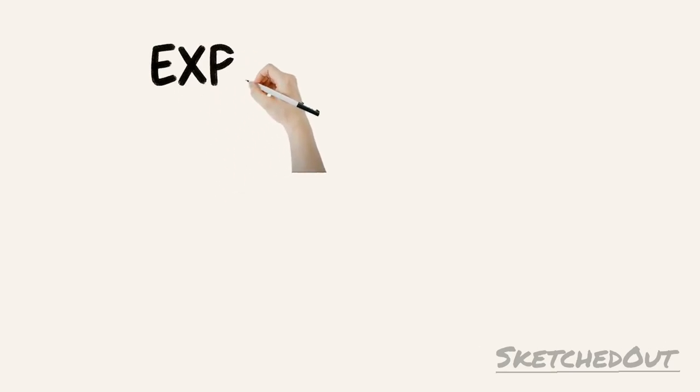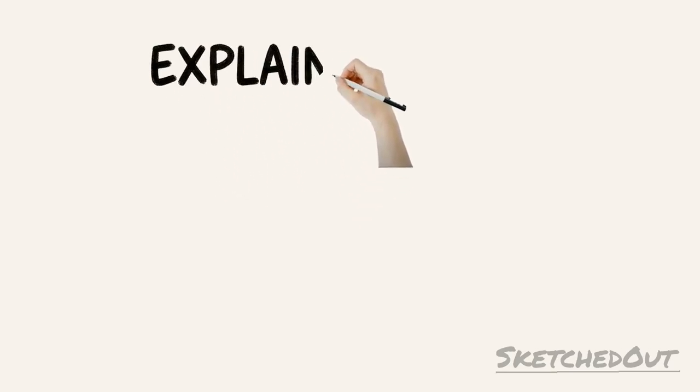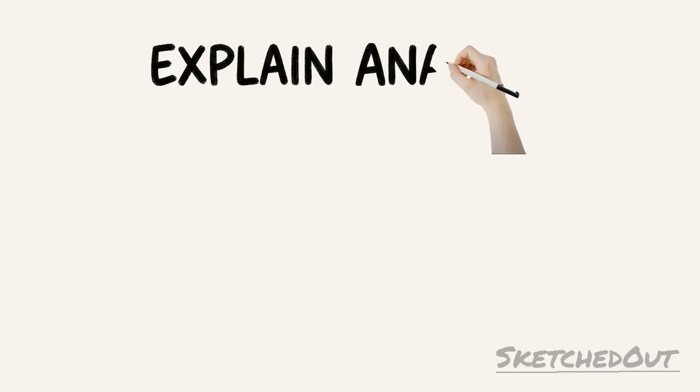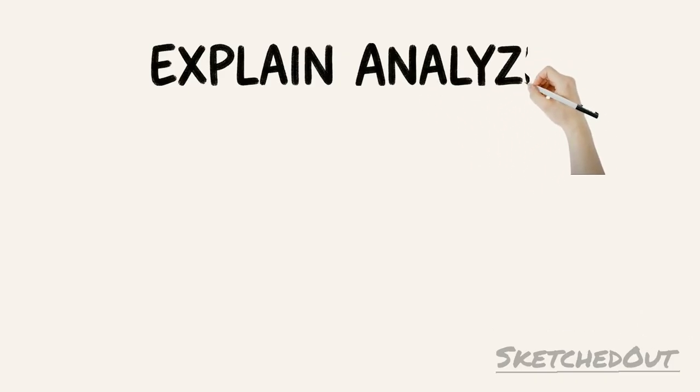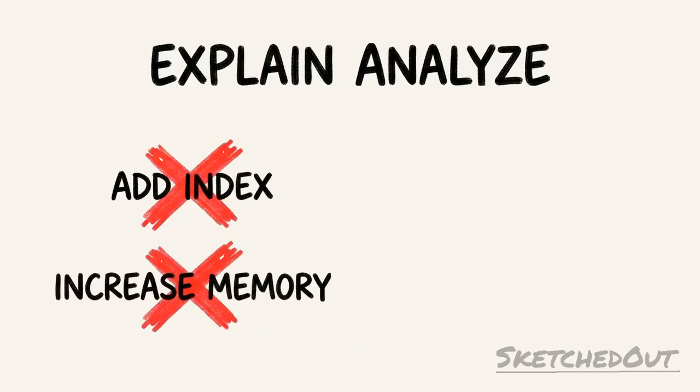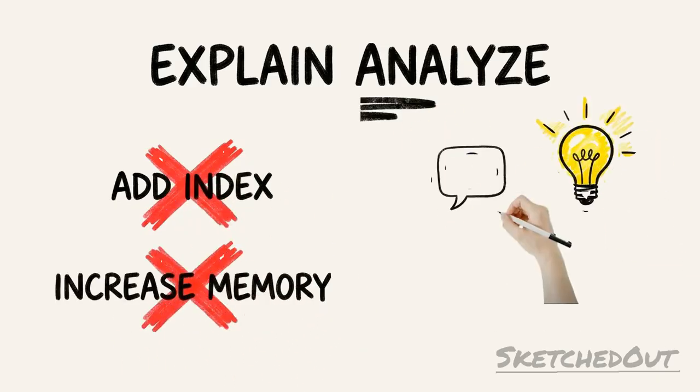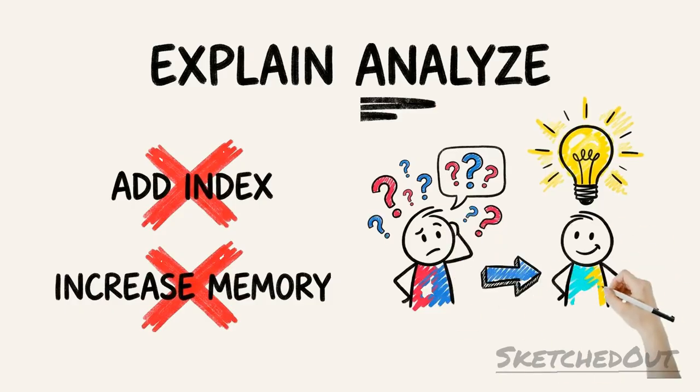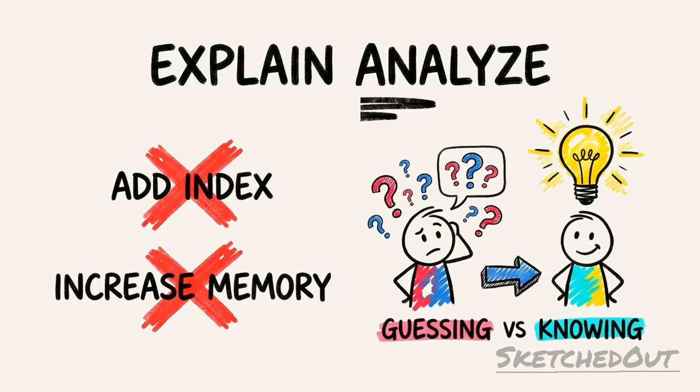Every episode so far has been about something Postgres does that you don't see. This one is about the command that lets you see it. If you learn nothing else from this series, learn this. When a query is slow, explain analyze is the first thing you type. Not add an index, not increase memory. That command run against the slow query is the difference between guessing and knowing.